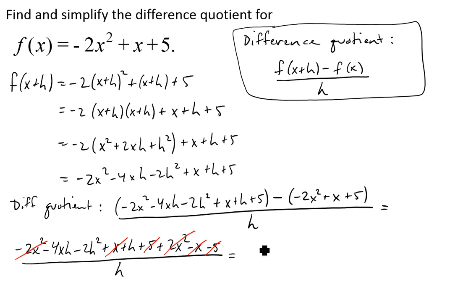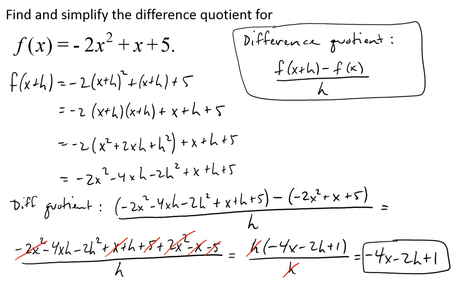So let's go ahead and factor out an h on top, and that's going to leave us with a negative 4x minus 2h plus 1. And then we still have that divided by h on the bottom. Well, by factoring out that h up top, we can now go ahead and cancel that with that h that's on the bottom. So our simplified expression here would just be negative 4x minus 2h plus 1. There are no other like terms, nothing else that can be done with that. So that's the simplified expression.